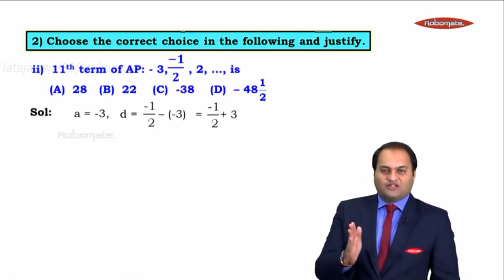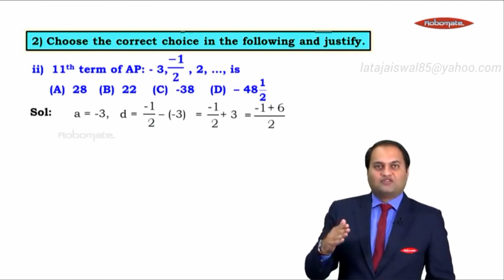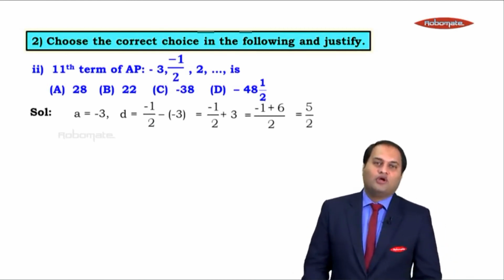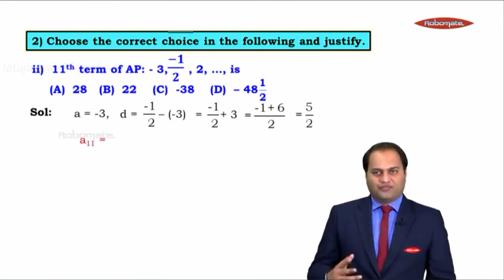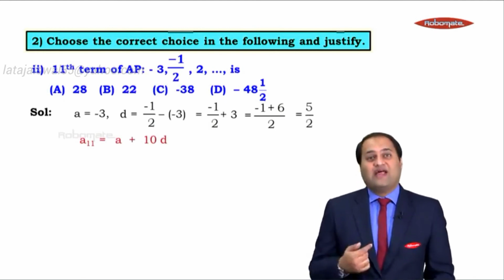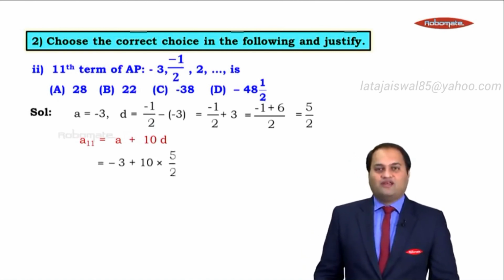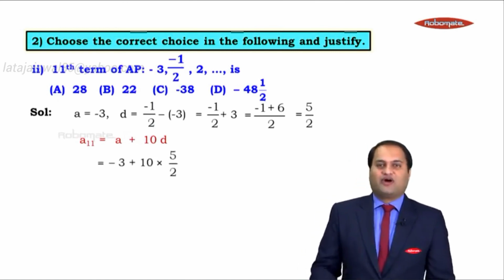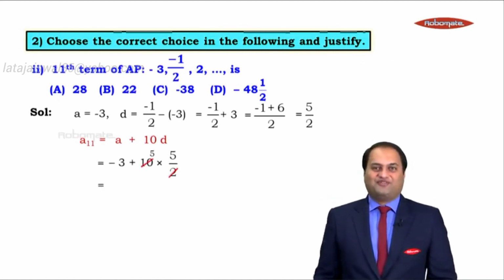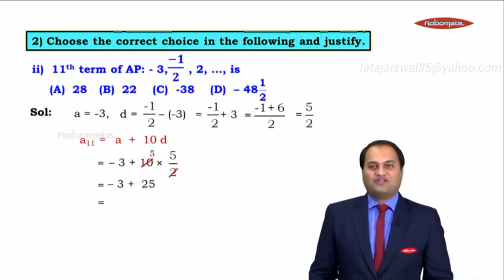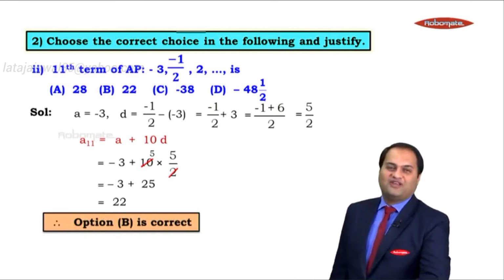So let's do it. A is equal to 3 and D is equal to minus 1 upon 2 minus 3. LCM, you get minus 1 upon 2 minus of minus 3, which is minus 1 upon 2 plus 3. Take the LCM, minus 1 plus 6, the whole upon 2, which is equal to 5 upon 2. Just take care of the calculations here because there is a fraction involved. So A11 is equal to A plus 10D, the formula, right? Let's substitute the values of A and D here. A is minus 3, 10 is 10 and D is 5 upon 2. The good thing is we know that 2 5s are 10, right? And 5 5s are 25. So you get minus 3 plus 25, which is equal to 22. Option B is 22. So your answer is option B is the correct answer.